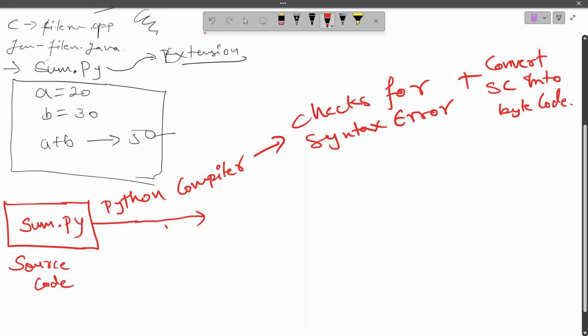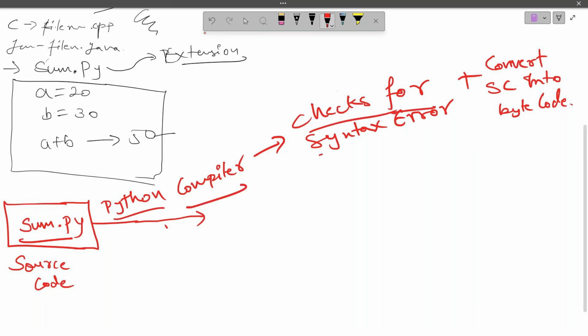Is it clear up to now? This source code we have written as a .py file. This .py file is being converted into bytecode, but before that, Python compiler will check for syntax error. If any type of error is there, then this particular .py file is not going to run. It is not going to execute. It will throw error. Understood?